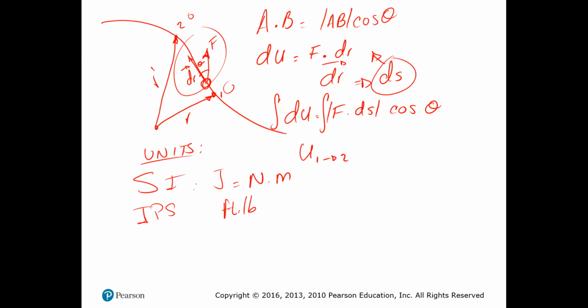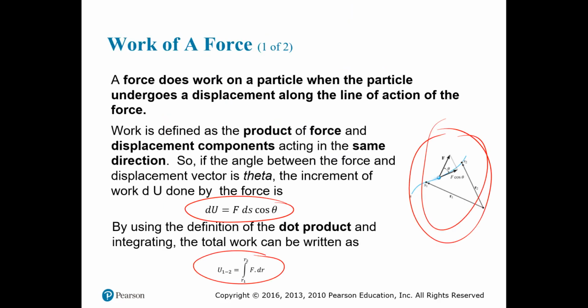I hope you're understanding this, because this is an explanation using definitions from statics. What we need to remember is that work is defined as force times displacement. Since we're talking about vectors, we perform the dot product using the displacement and the force and the angle between both of them.